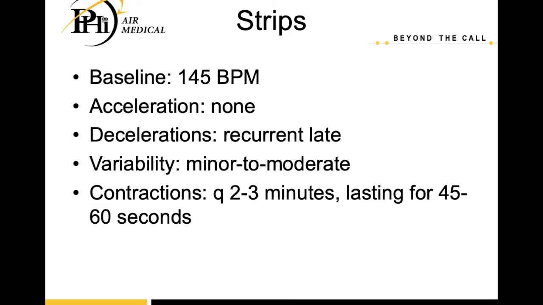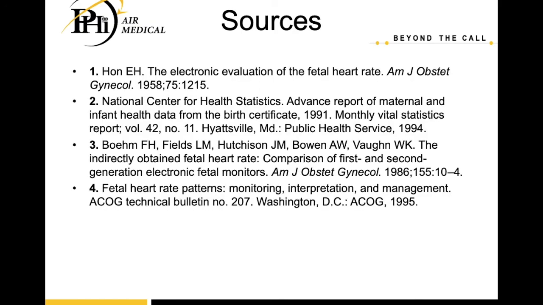So, as a recap, when we're doing our turnover report, that's how we're going to report this. We're going to say baseline 145, no acels, having recurrent late decels with moderate variability, mother having contractions every 2 to 3 minutes that are lasting between 45 to 60 seconds. And don't forget to let them know if the fetus is moving, or rather if the mother feels the fetus moving.